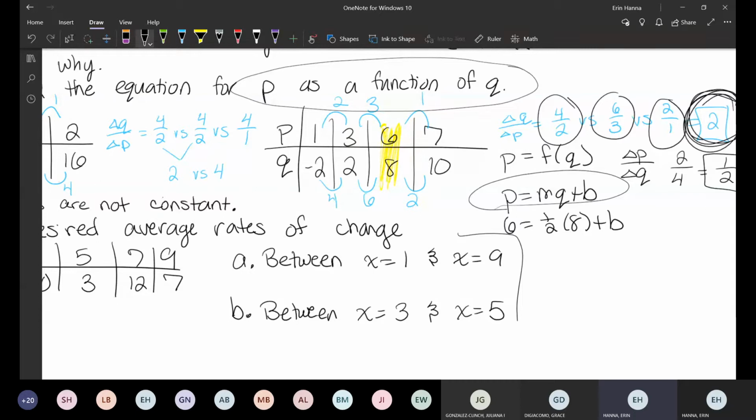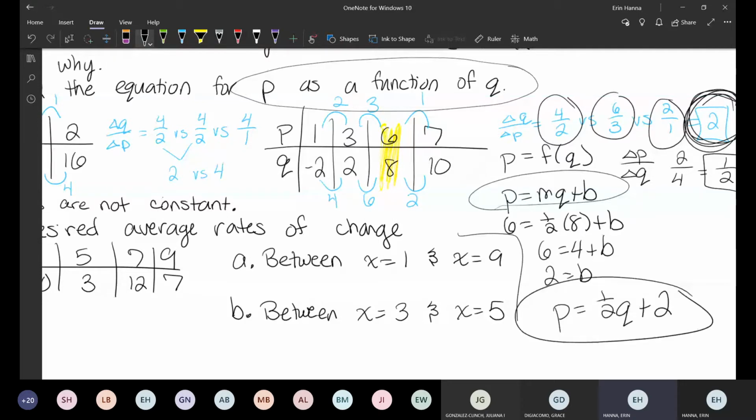Anyway, so 1/2 times 8 is 4. Subtract 4 from both sides, you get 2 equals B, so you get P equals 1/2 Q plus 2 as your answer for that question.